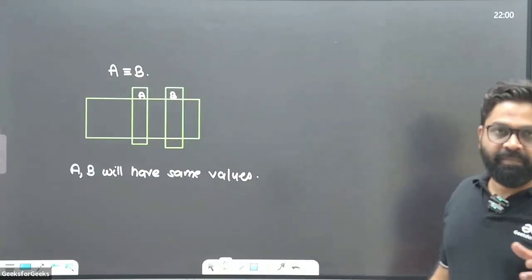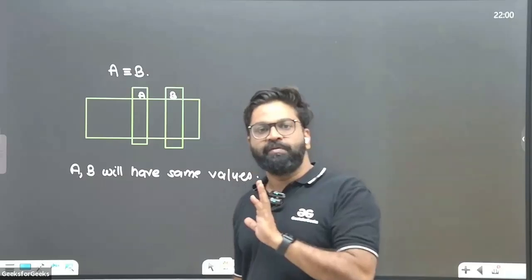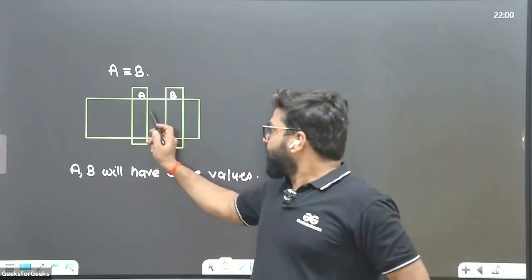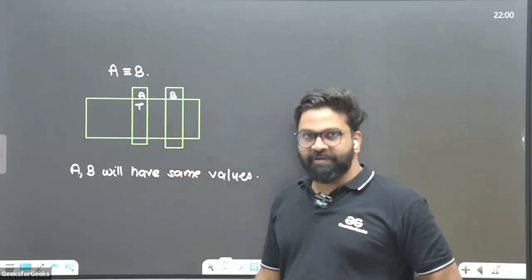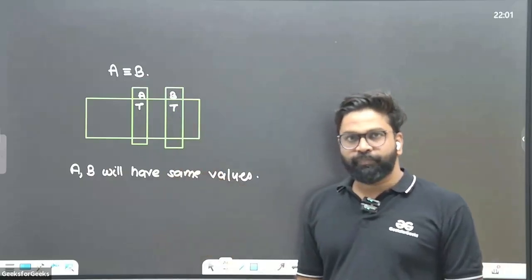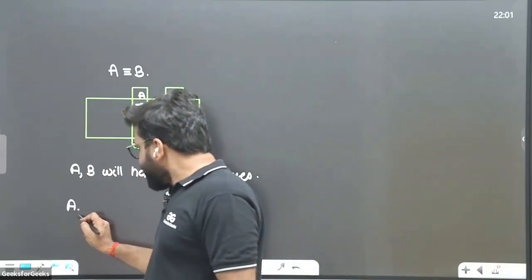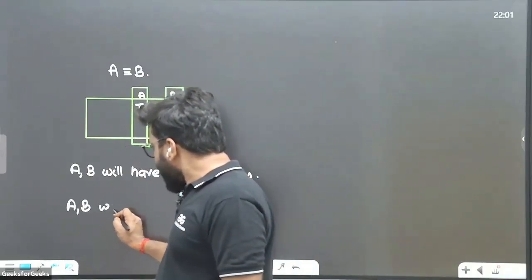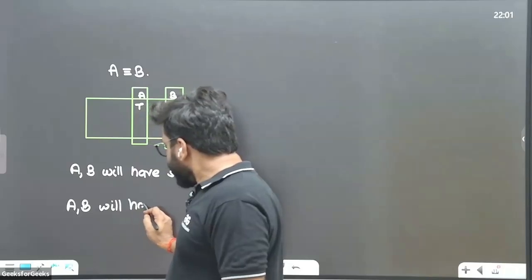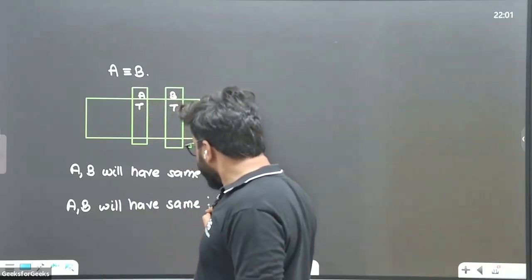Whatever the values of A, the values of B will be there. For example, suppose the value of A is true, then the value of this is also true. Another way of writing it is that A and B will have the same behavior.